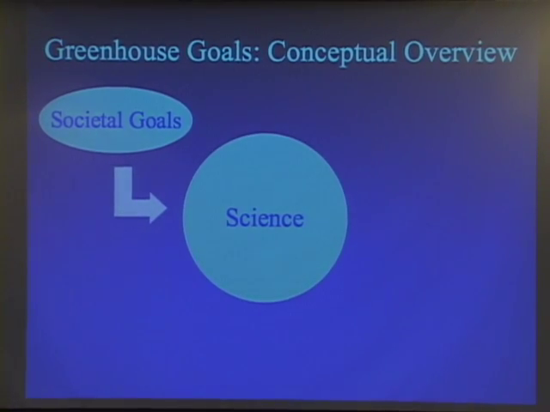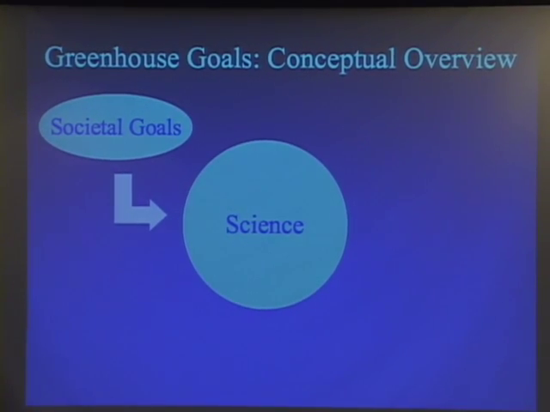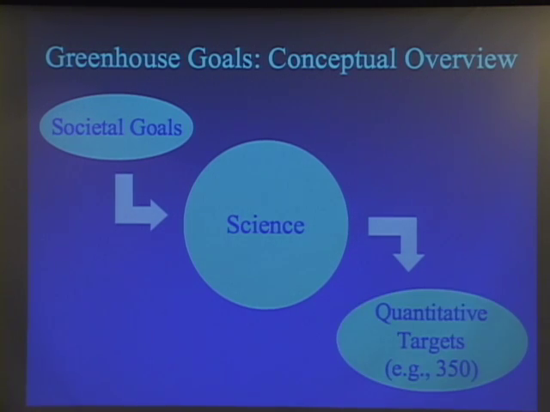Those societal goals plug in, in my view, to science. And science then, is that my computer or somebody else making that noise? I hope it's not mine. And then science comes along, and science is going to give us quantitative targets, of which 350 parts per million is a quantitative target. So that's sort of my picture of how this whole process works.